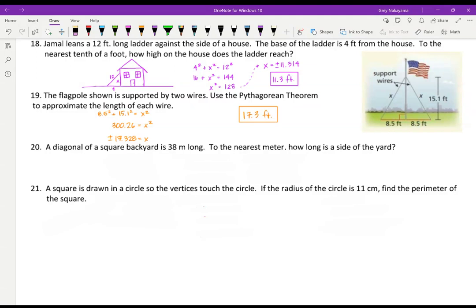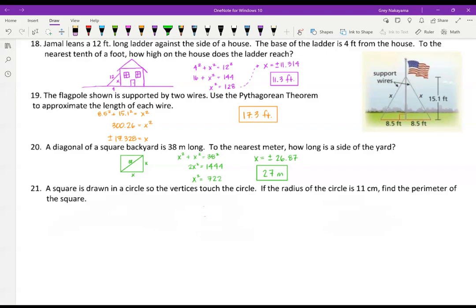All right, 2 more, and we're done. The diagonal of a square backyard is 38 meters long. To the nearest meter, how long is the side of the yard? So I'm going to draw my square. My diagonal is 38 meters. I'm looking for each side. So we've set one up like this before. That's going to be x squared plus x squared equals 38 squared. 2x squared equals 1,444. x squared equals 722. Take the square root of both sides and x equals plus or minus 26.87. To the nearest meter, the side of the yard is 27 meters.